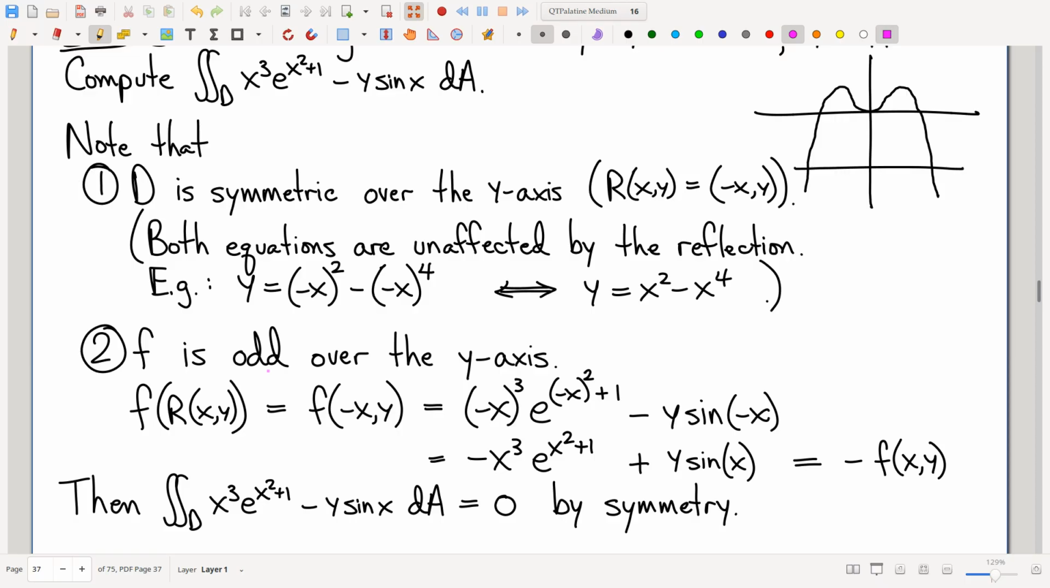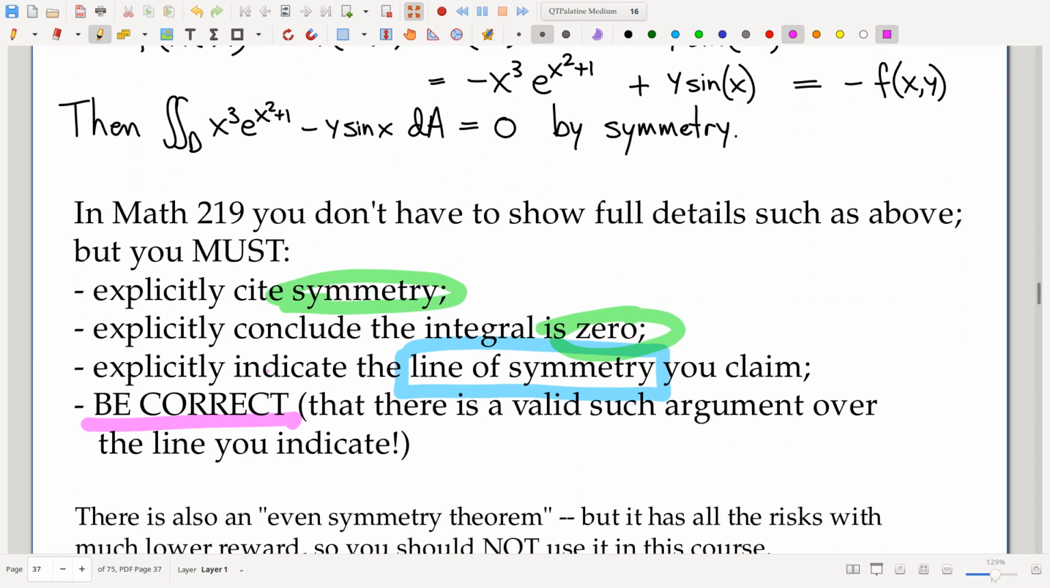And only once you're sure that there is, in fact, a valid symmetry argument, then you can say, oh yeah, this is equal to 0 by symmetry through whatever your line of symmetry is.